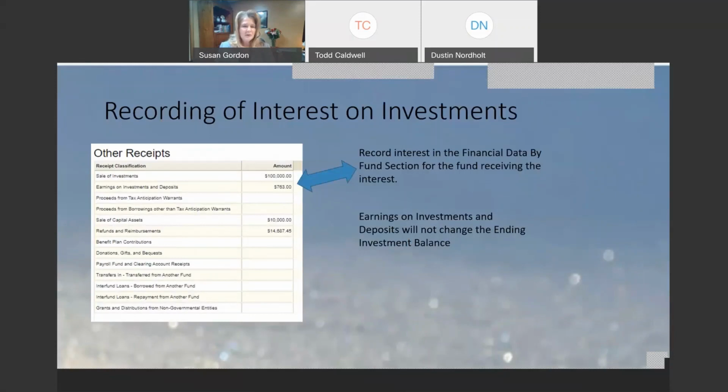So the recording of interest on investments is in other receipts. It's that second line down, earnings on investments and deposits. So you're going to record the interest in the financial data by fund section for the fund that receives the interest. And that will either be the general fund or another fund that has been designated by council. When you enter your earnings on investments and deposits, that is not going to change your ending investment balance.